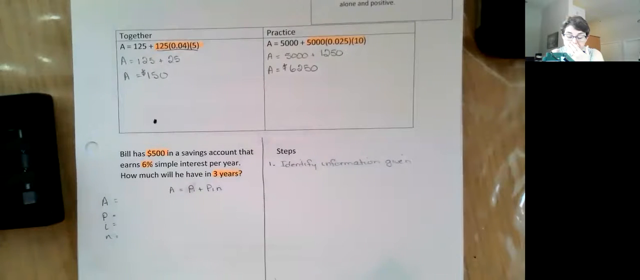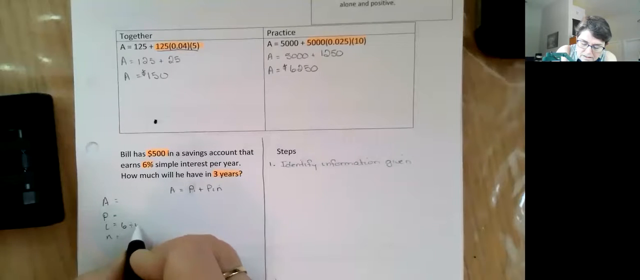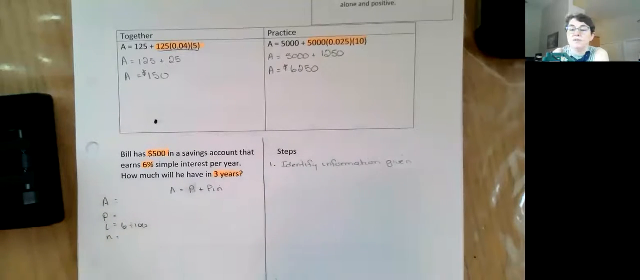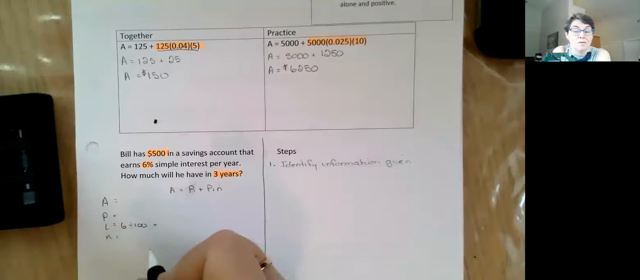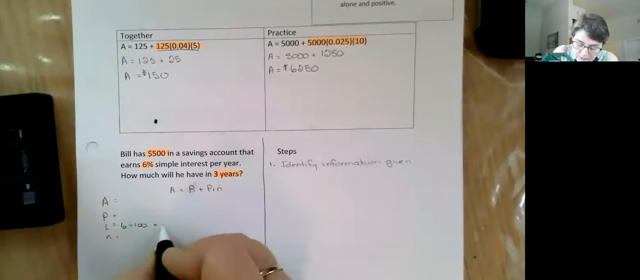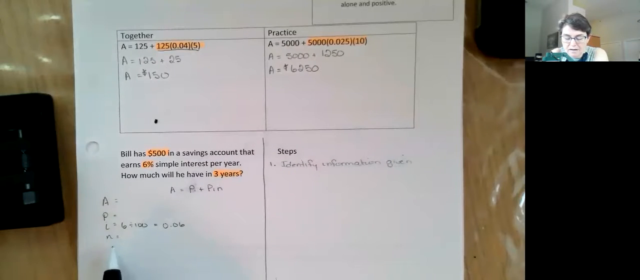Okay, let's do the easy part. I got 6%, so that's going to be my interest. Always divide by 100. Just do that automatically, and I always write it out. You'll see in a little while why I write that, and it's also just a good habit to get into. 0.06. N refers to my years, so 3 years.